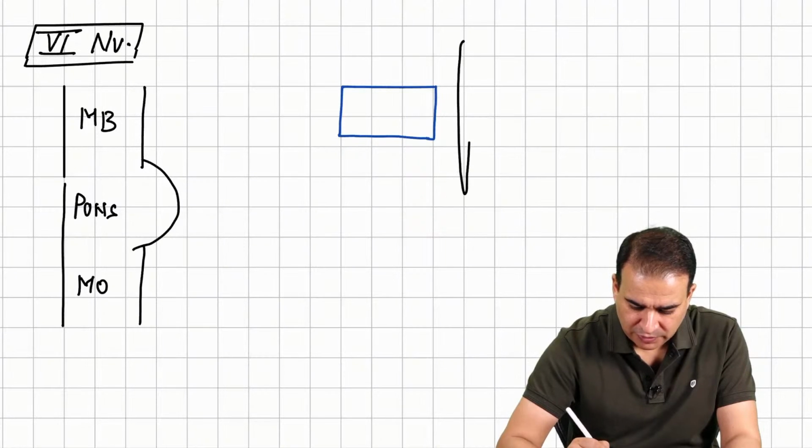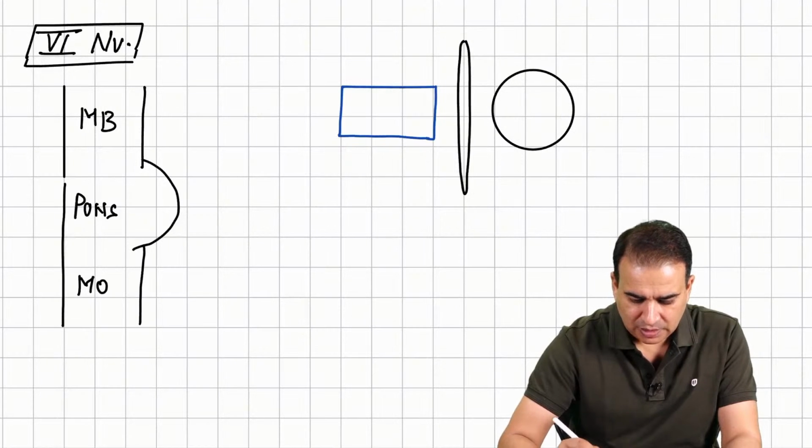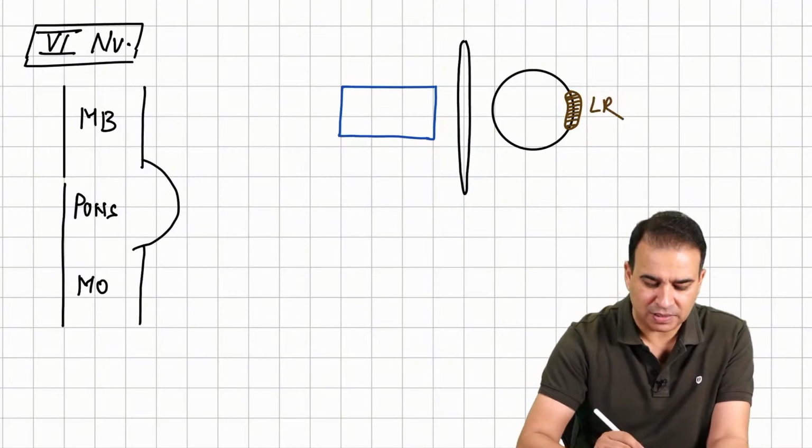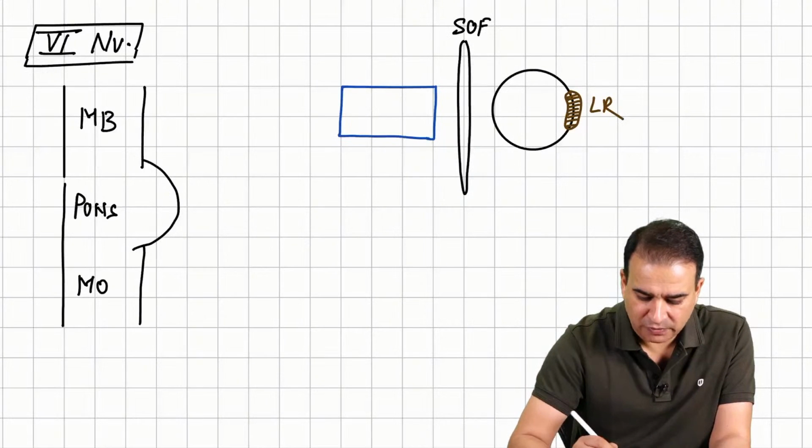Superior orbital fissure, that doesn't change. And what also doesn't change is the muscle. What muscle is to be supplied? That is the lateral rectus. SO4 and LR6. LR6, lateral rectus muscle, is to be supplied by the sixth nerve. So that is the superior orbital fissure.